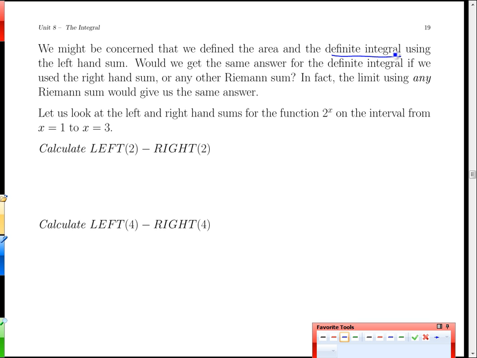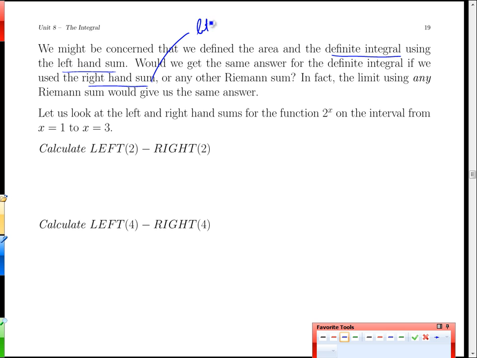We defined the definite integral, and we did it using the left-hand sum. Well, what is special about the left-hand sum? Not much, actually. One of the questions we might wonder is if we use the right-hand sum.